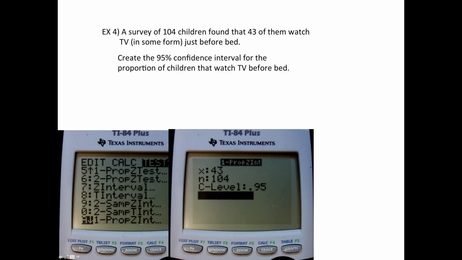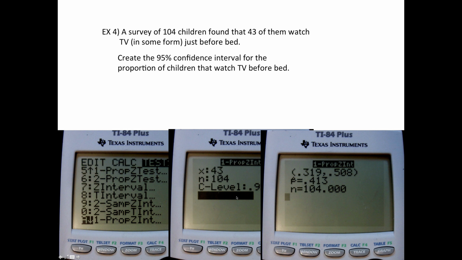Then hit enter. The next thing is it will say what's X and what's N. And then you put the confidence level as a decimal, 95%. And then move down here, and this is blacked out because I was pressing the enter key. So you press enter, and ta-da, it gives you the confidence interval. So somewhere between 31.9% and 50.8% of children watch TV just before bed.